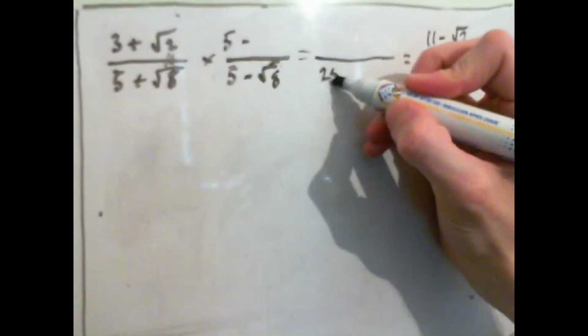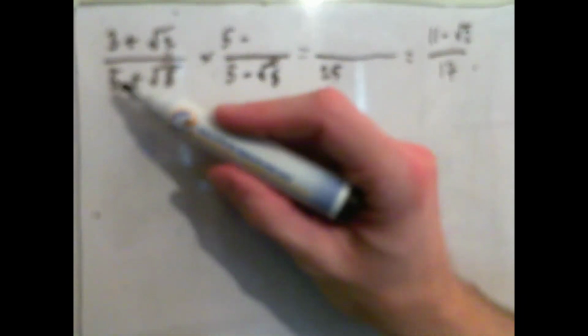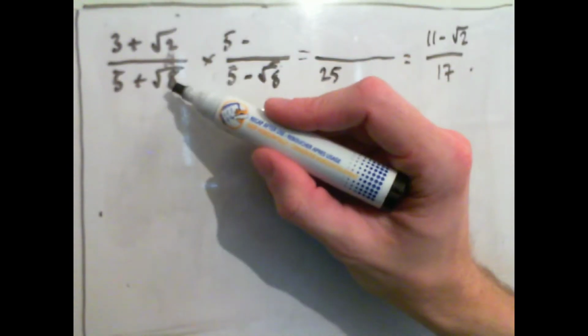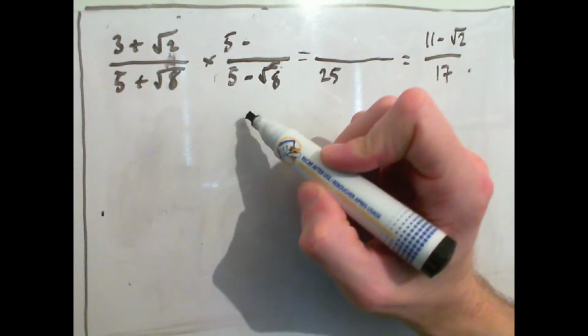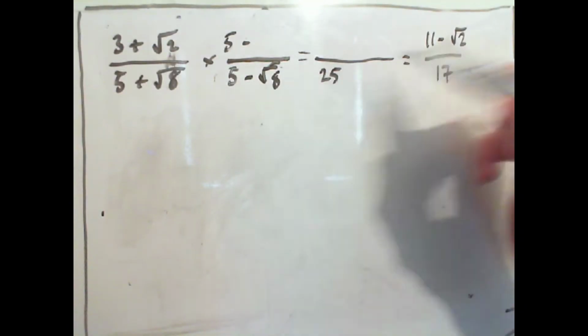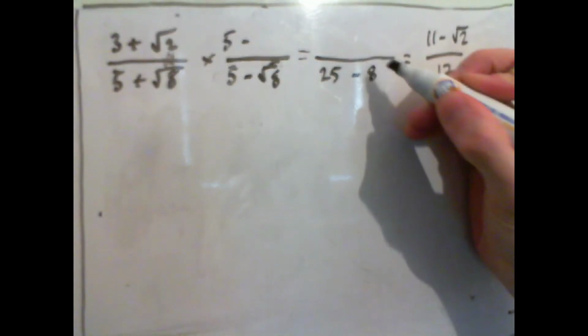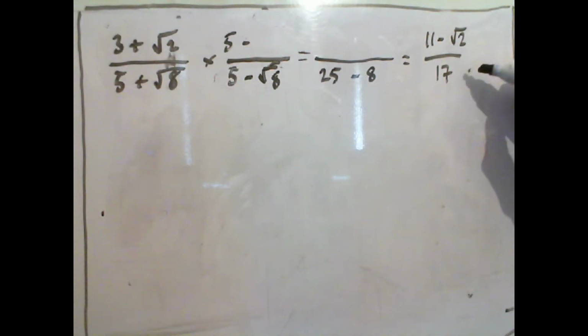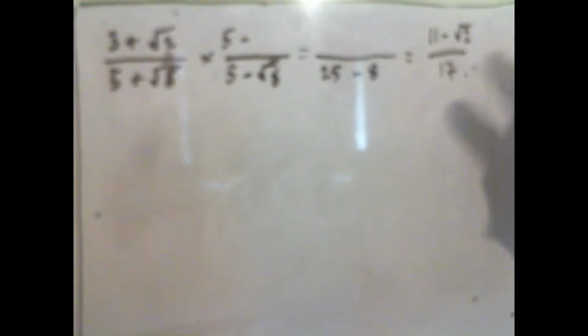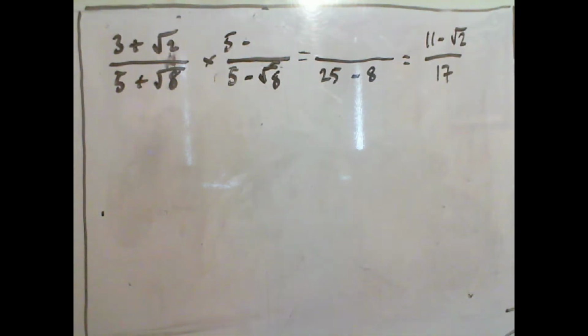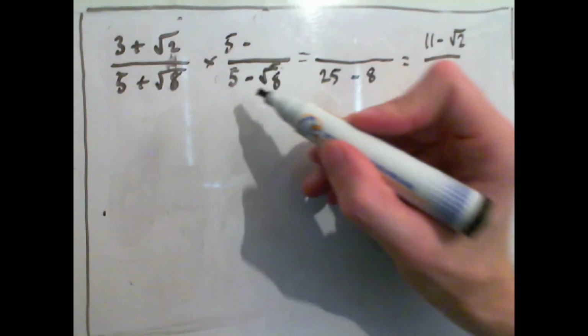We've got 5 times 5 is 25, and we've got 5 times negative root 8, and 5 times positive root 8. They cancel out, so nothing to do there. And then root 8 times minus root 8, well, that's just going to be minus 8. And 25 minus 8 is 17, which is what we're heading towards. So denominator done. Now we just have to think about the top.